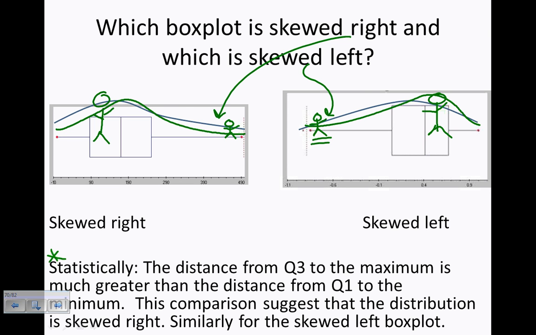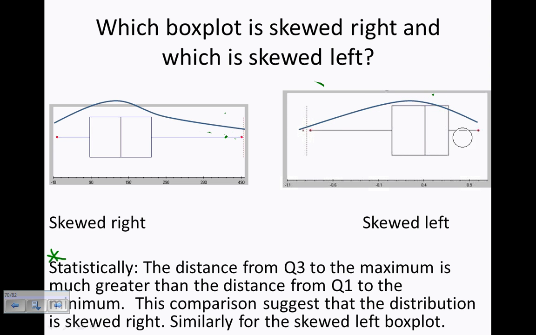Let me erase this for you so you can see what we're talking about. Okay, so when you see the distance from quartile 3 to here, versus quartile 1 to the minimum, you can see that this has a much greater distance. So here you can see that this one would be skewed right. Same thing over here. This distance is bigger than this distance, so this is skewed left.